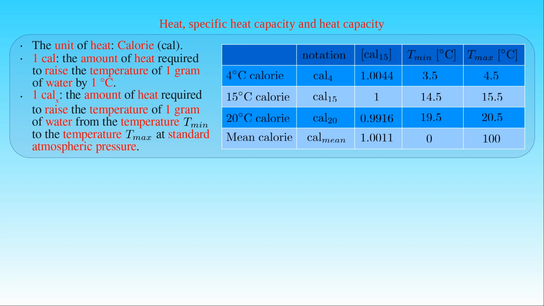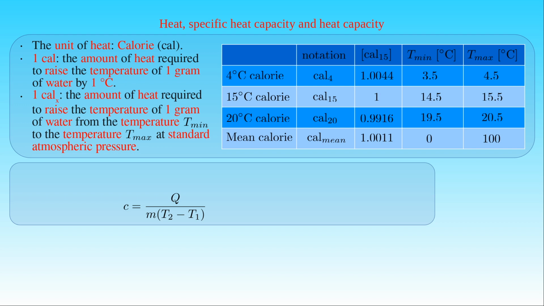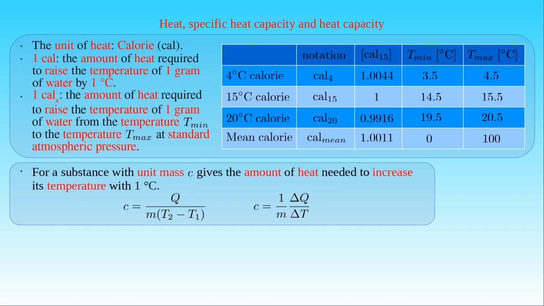By fixing the unit of heat, we can give the proportionality constant C appearing in the equation of heat transfer a unique interpretation. If we express C from the transfer equation of heat, we see that it is equal to the amount Q of heat divided by the mass m times the difference (T2 minus T1) of the temperature, or 1 over m, times the ratio of delta Q to delta T. These equations show the following. For a substance with unit mass, the constant C gives the amount of heat needed to increase its temperature by 1 degree Celsius. We have already stated that the value of C depends on the physical properties of materials.